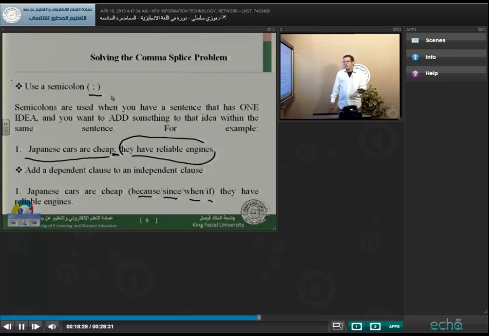And when it fits, you get rid of the comma, you get rid of any punctuation, and it becomes one sentence. It has an independent clause. Japanese cars are cheap. This is the independent clause. It's complete by itself. And you add to it a dependent clause. They have reliable engines. And you connect them using because. Japanese cars are cheap because they have reliable engines.